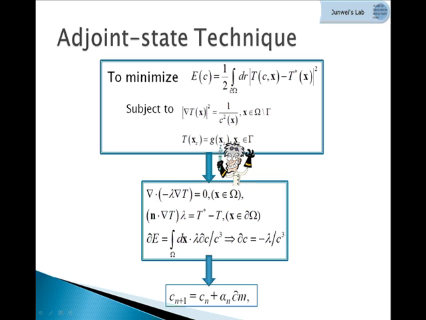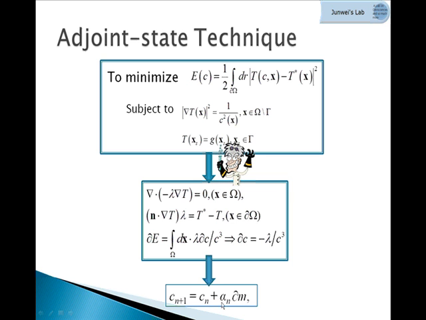You can also choose the variation of c, the speed, equal to negative lambda over c cubed. It's very easy to verify that this variation of speed will reduce the error. You just substitute this expression back into this integral. You will realize that delta E is guaranteed to be non-positive. So that means this type of velocity perturbation will decrease the error. And the next step is just to update your velocity model.